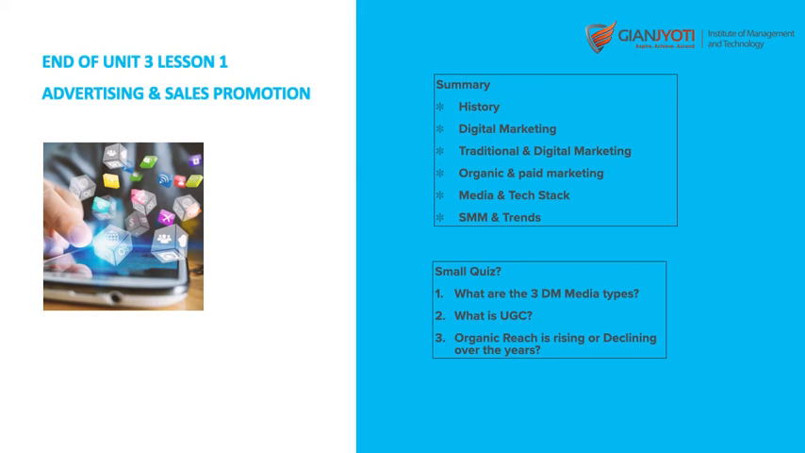So if you have written your answers, you can check the answers here. What are the three digital marketing media types? These are owned, paid, and earned media. UGC is user-generated content, and organic reach is declining over a period of time, as we have seen in the last 7 years, where it was more than 20%, and today it is 0.2% only.